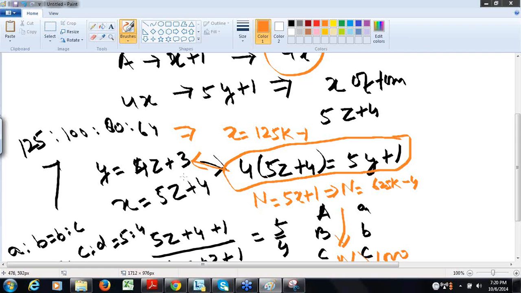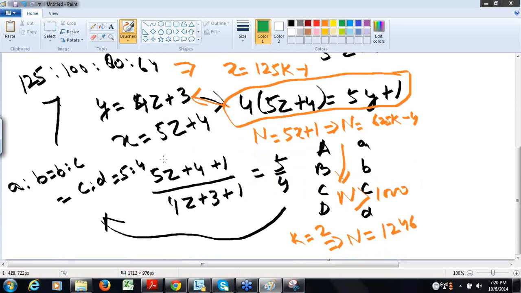Now how much did A take and B take? A took x plus 1. So x plus 1 is 5z plus 4 plus 1, that means 5z plus 5. And B took y plus 1. So y plus 1 means 4z plus 3 plus 1, that means 4z plus 4, and the ratio is equal to 5 by 4. Now continuing the same thing, say A, B, C, D took small a, small b, small c and small d amount of biscuits.